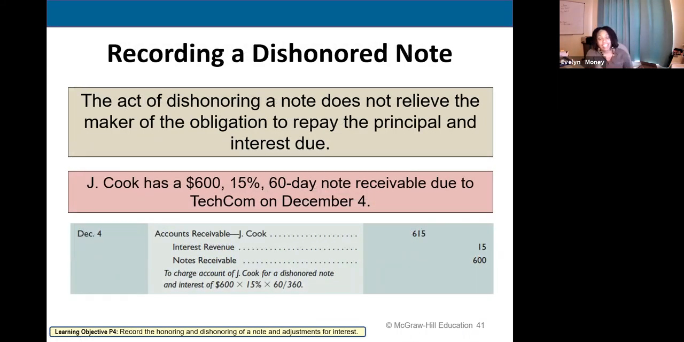If when a note is paid, it's honored, then when a note is not paid, it is dishonored. When there is a dishonored note, instead of receiving cash, we convert that note receivable into an accounts receivable, which means the amount is essentially due immediately. And not only the amount borrowed, but the amount borrowed plus the interest. So this entry looks essentially the same as when a note is honored, only instead of debiting cash, we debit accounts receivable.